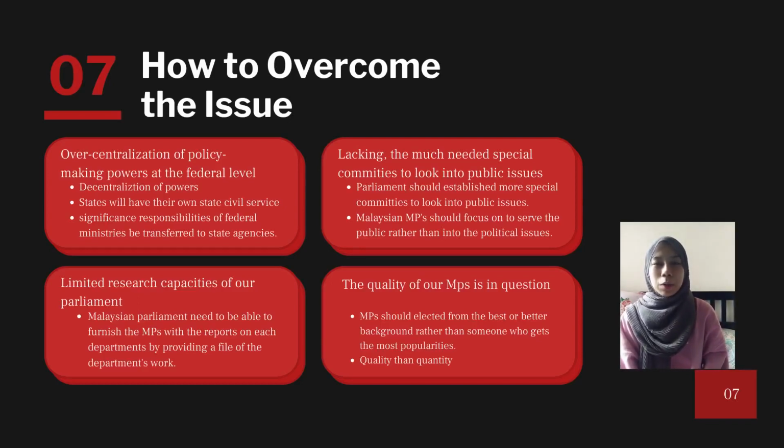Now I will be presenting about how to overcome the issues related to the parliament. First is the issue of the over-centralization of policy-making powers at the federal level. This issue can be overcome by decentralizing the powers from the federal level to the state level.